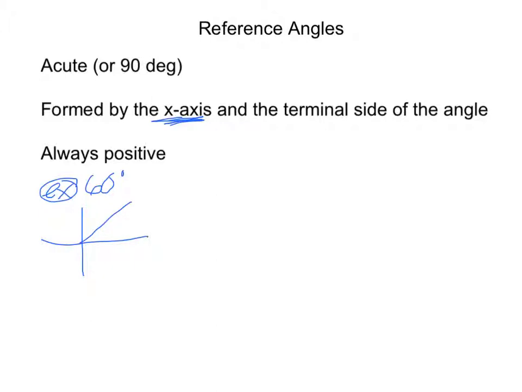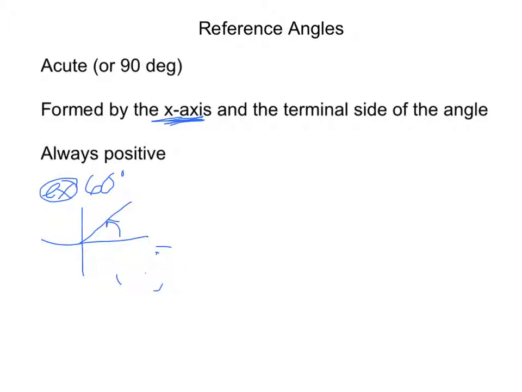So my reference angle, I'm going to look at my rules. 60 degrees is acute. 60 degrees is formed by the terminal side of the angle and the x-axis, so I know that that is true. And then finally, 60 degrees is positive, which means this already fits all three of those criteria. So my reference angle is actually 60 degrees. I don't have to do any more work.